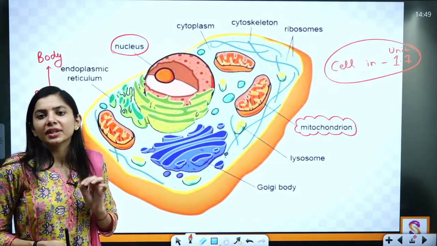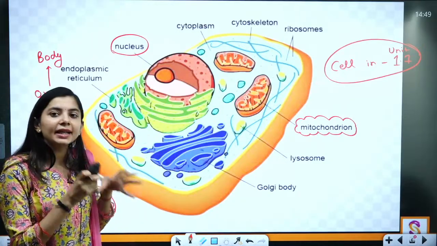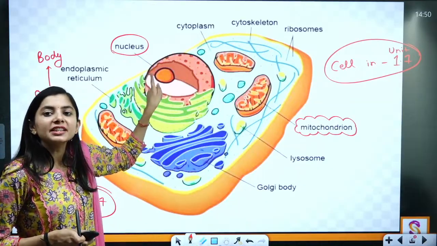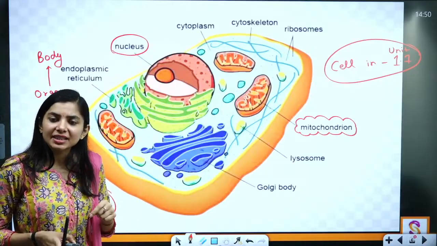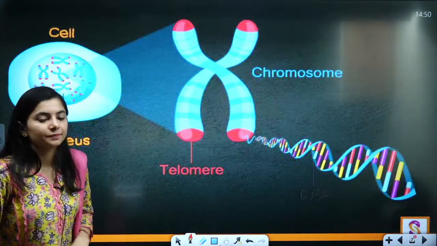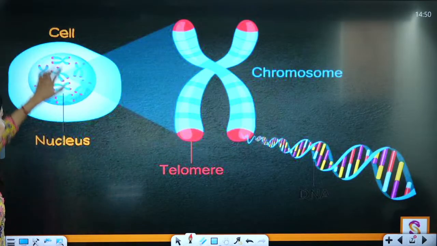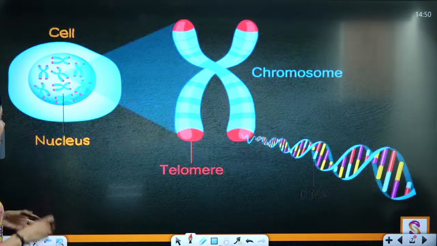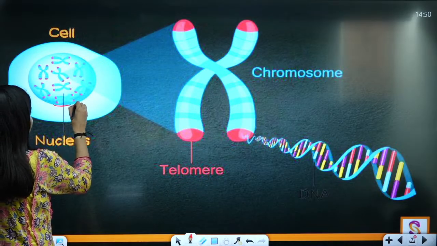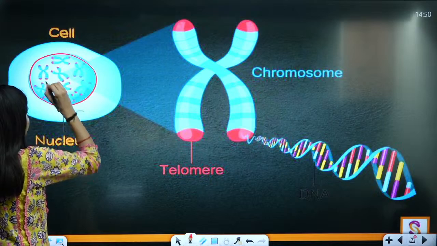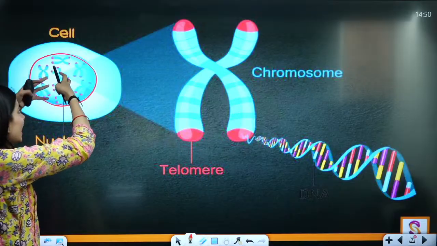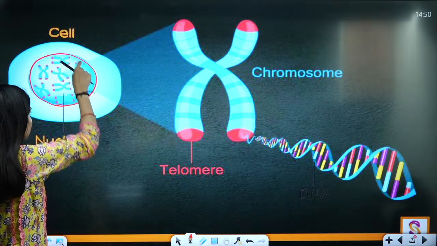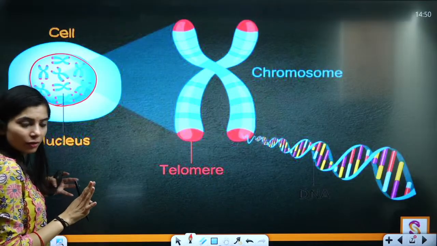Now, what I would be doing is, I will have a detailed microscopic view of this nucleus, and from this nucleus, I will get something which I require for today's lecture, the chromosome. Now, let's see. This is basically the cell. The cell is having the nucleus. When we dive into the nucleus and have the microscopic view, I will find this type of structure. Okay, so just wait for a while.